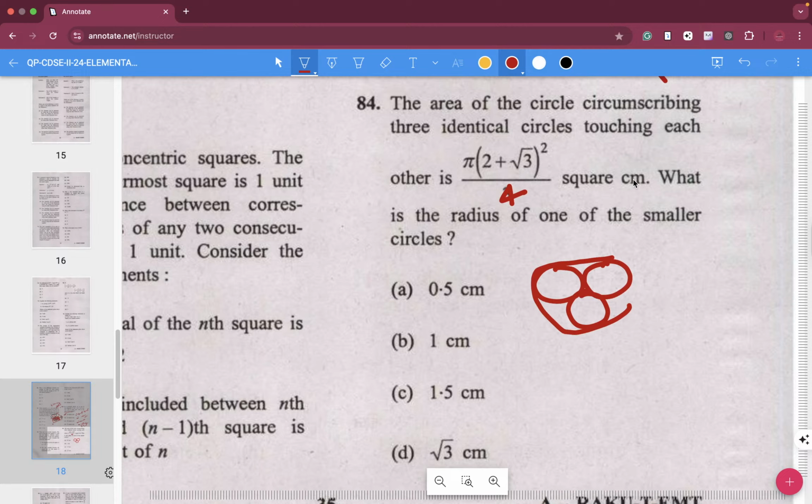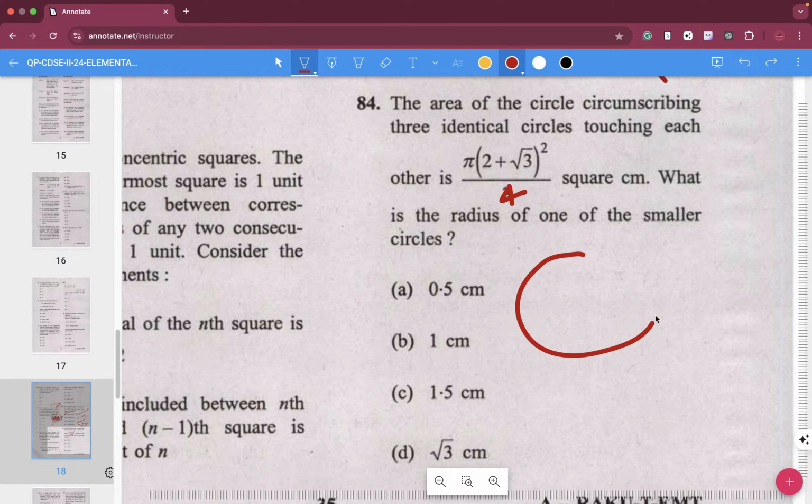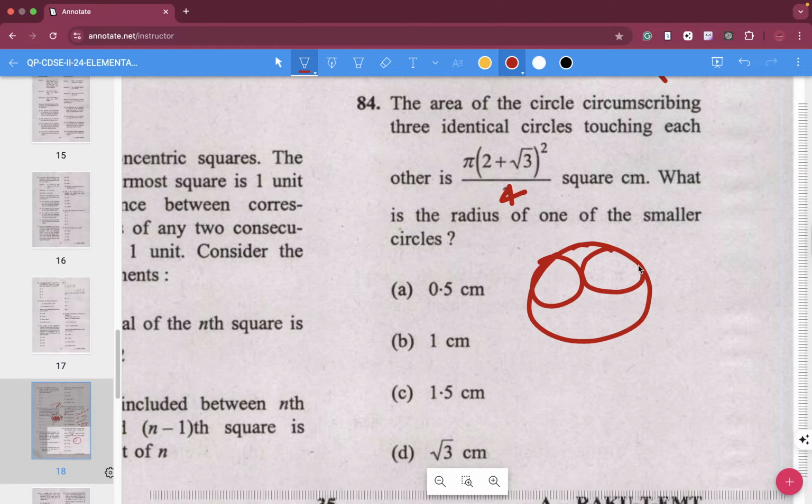This is what you have, or we can write it like this. One is the bigger circle and the others are the smaller circles. So the area of the circle circumscribing 3 identical circles touching each other. The area of the bigger, outer circle is this particular value. So what is the radius of one of the smaller circles is what they are asking.